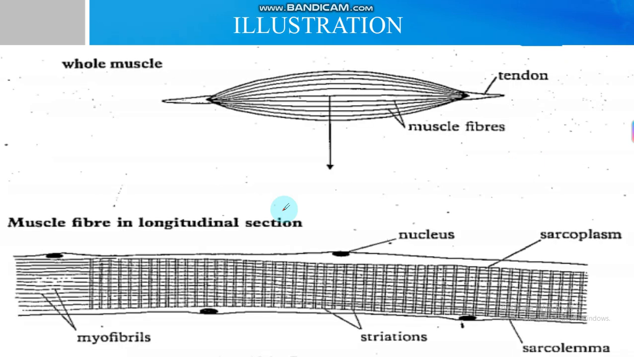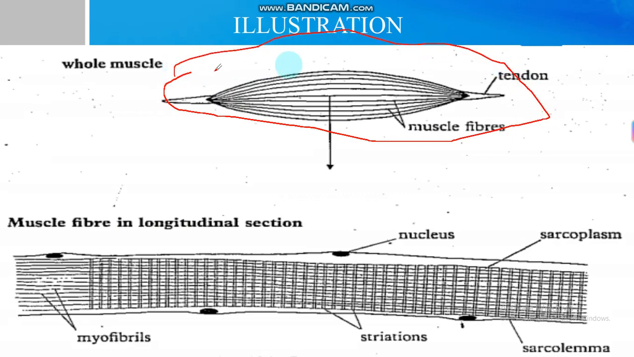Okay. So let's look at an illustration of what we have been talking about. So this is a whole muscle, of course, skeletal muscle. Why are we saying skeletal muscle? Because we can see that there is a tendon on both ends. This side there is a tendon, and the other side we are seeing a tendon. And that tells us this muscle is attached to a bone.